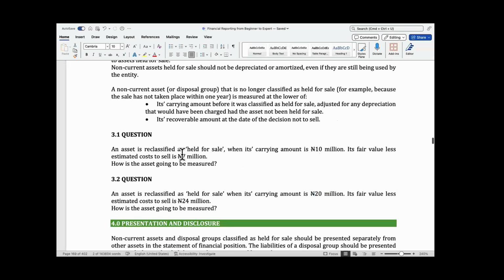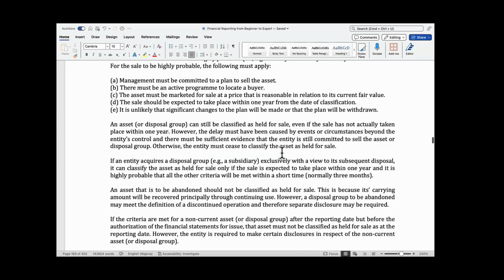However, for this first one, for the fact that it's the fair value that is lower, it means that we need to adjust our books from 10 million to 7 million. So we need to credit the asset and debit impairment loss. So there will be a 3 million that will go to impairment loss account. Okay.